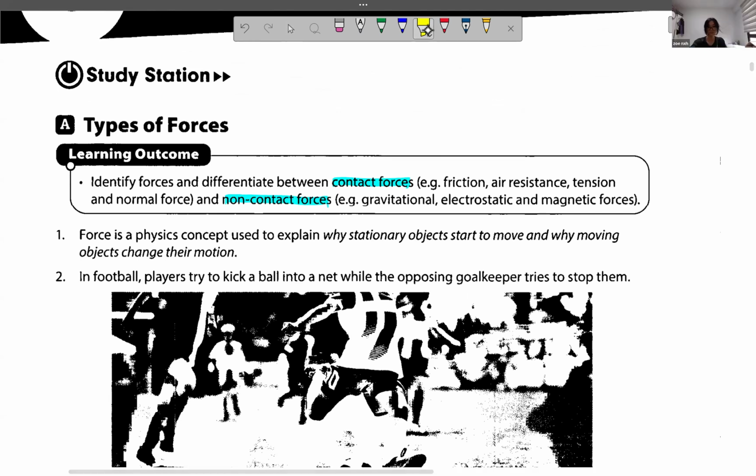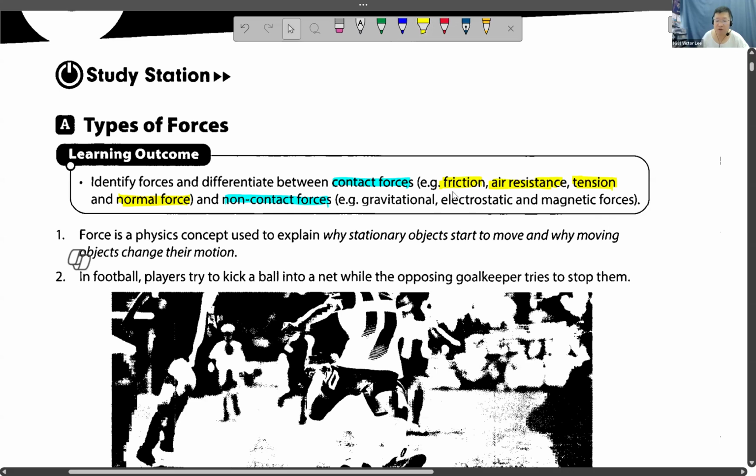So the contact forces are like friction. The two surfaces must touch each other. Air resistance is a form of friction also, because when you move through the air, the friction between the object's surface and the air is called air resistance. Tension is when you have a force and pull. Normal force is when you push on, let's say, a wall. The perpendicular force that acts back towards you is called normal force. Or when you put an object on some surface, the force that's acting outward is called a normal force. So all these are contact forces. For them, memorize friction, air resistance, tension, and normal force.